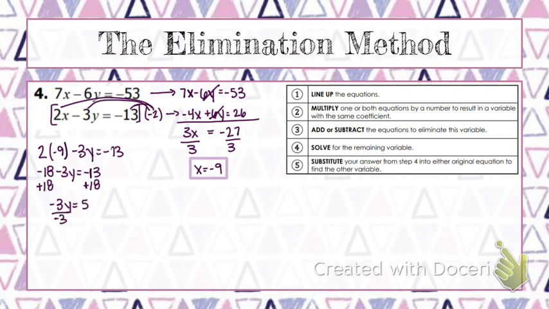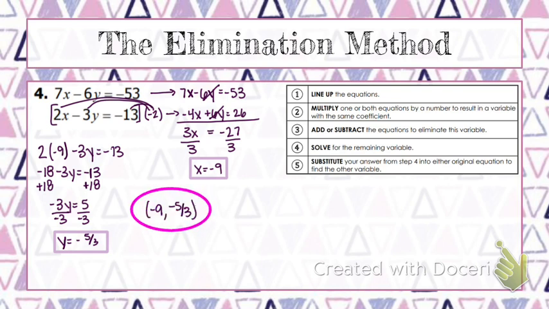Finally, we will divide both sides by negative 3, and we will get y equals negative 5/3. And it is okay to get fractions. Fractions are not bad. So we get negative 9 comma negative 5/3 for our final answer.